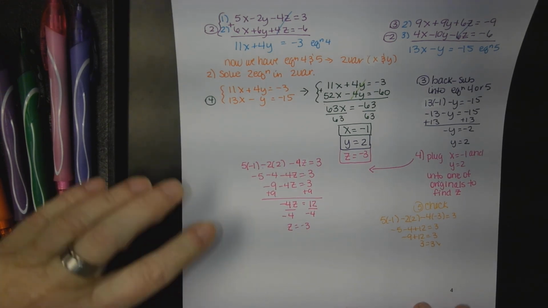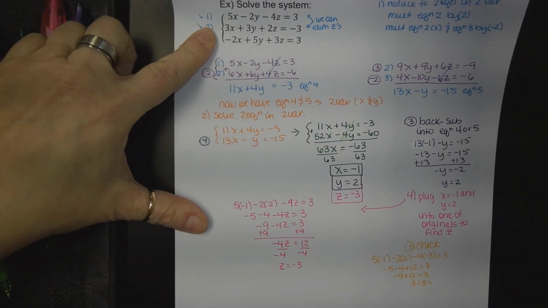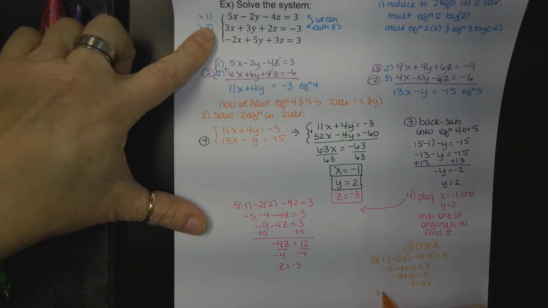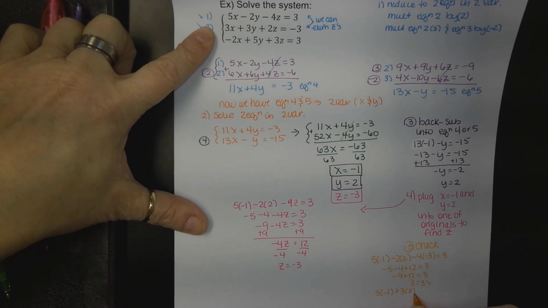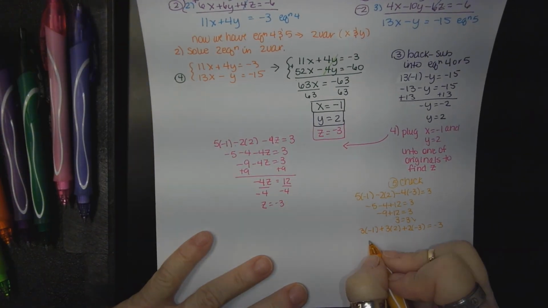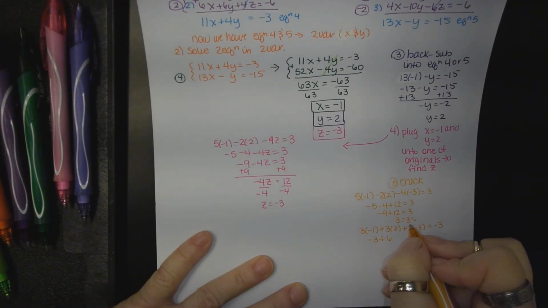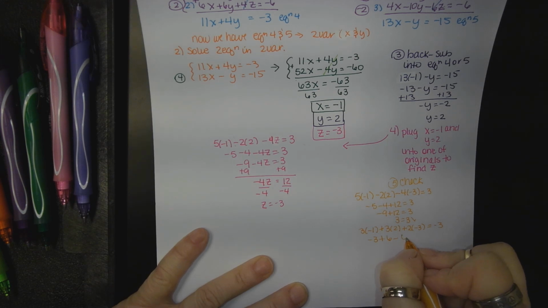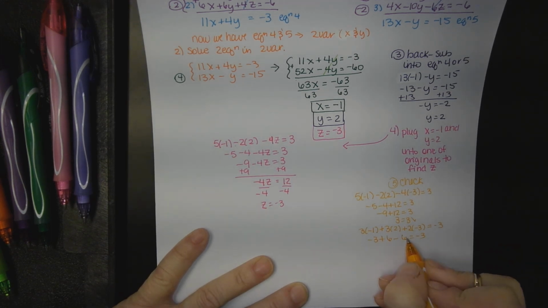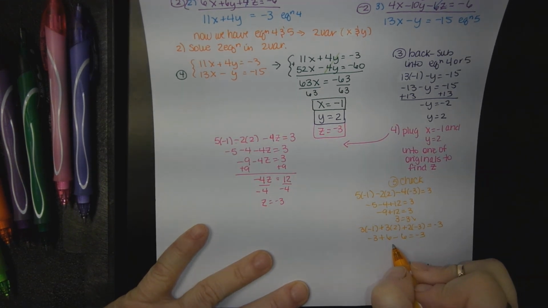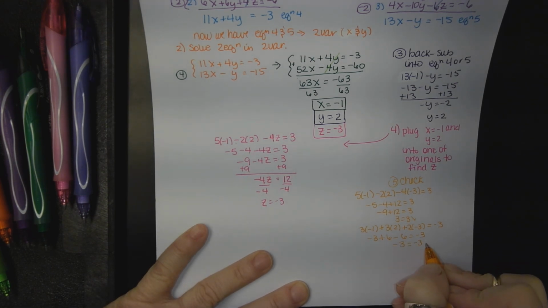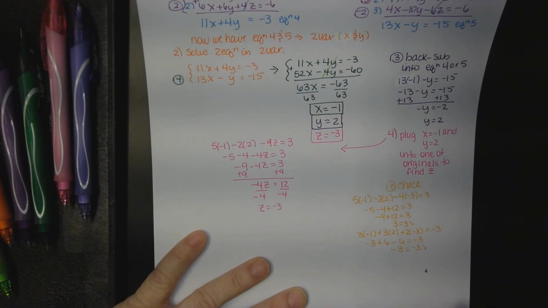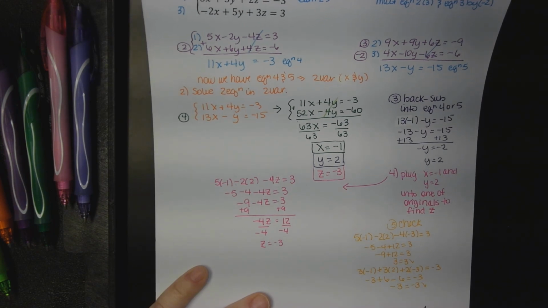Okay? Now the next equation is 3 times negative 1 plus 3 times 2 plus 2 times negative 3 equals negative 3. So let's see if that works out. Negative 3 plus 6 minus 6 equals negative 3. Well, these two are just going to cancel each other out, right? It's going to be 0. So negative 3 equals negative 3. And that's good.